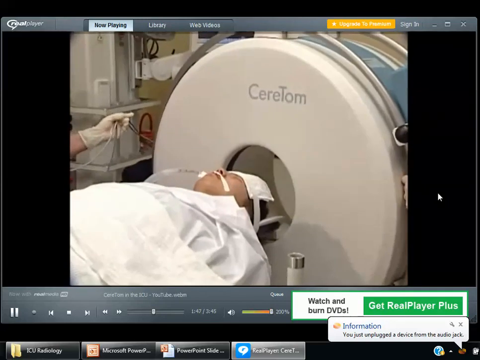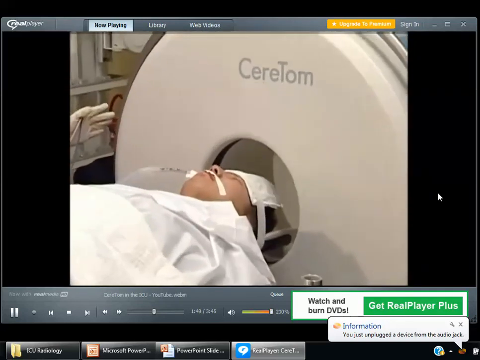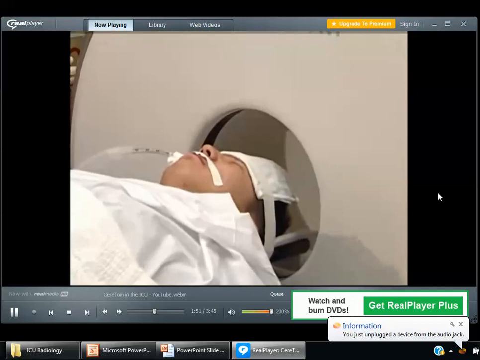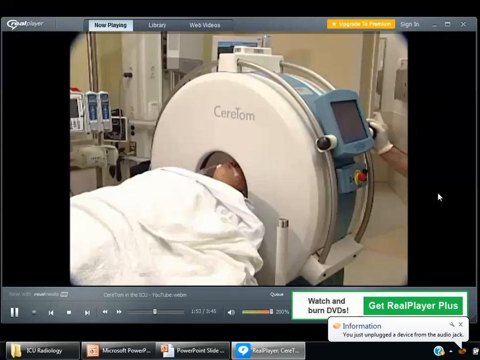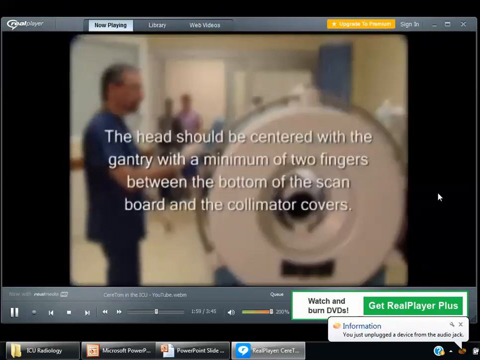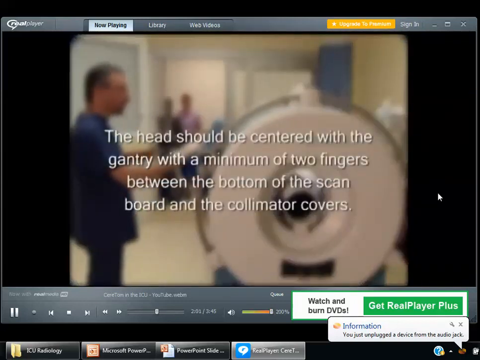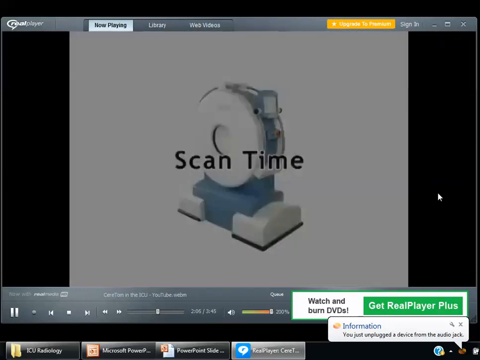Unlock the bed and slowly move the patient into the gantry until the shoulders of the patient touch the outside covers. Verify the patient's starting position by turning on the laser lights. The patient's head should be centered with the gantry, with a minimum of 2 fingers between the bottom of the scan board and the collimator covers.